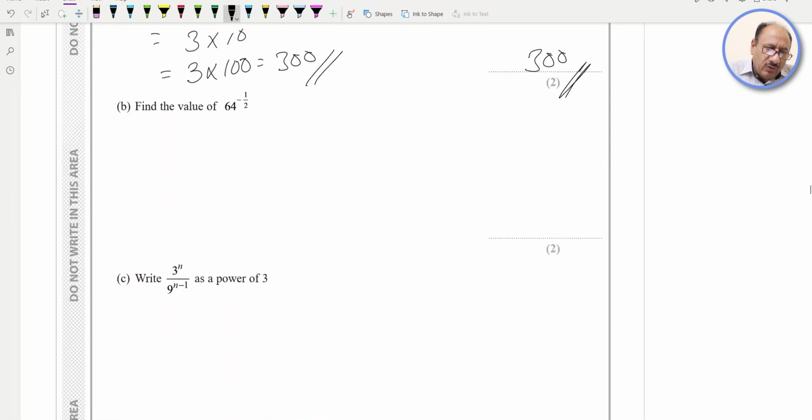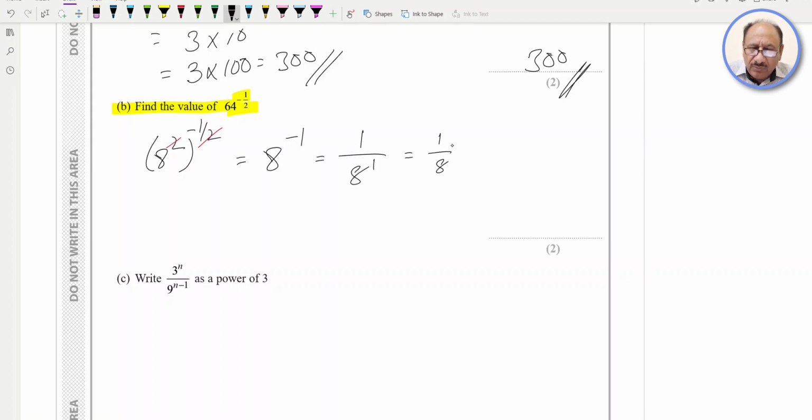Find the value, B part is find the value of this one, which we can rewrite as 64. We can write 8 square and whole raised to the power minus 1 by 2, and this 2 and 2 will be cancelled, and this will be equal to 8 raised to minus 1, which this power we can change to plus by shifting numerator into denominator. So 8 raised to 1, which will be equal to 1 over 8. So 1 over 8 will be our final answer. This will be a 2 marks question.